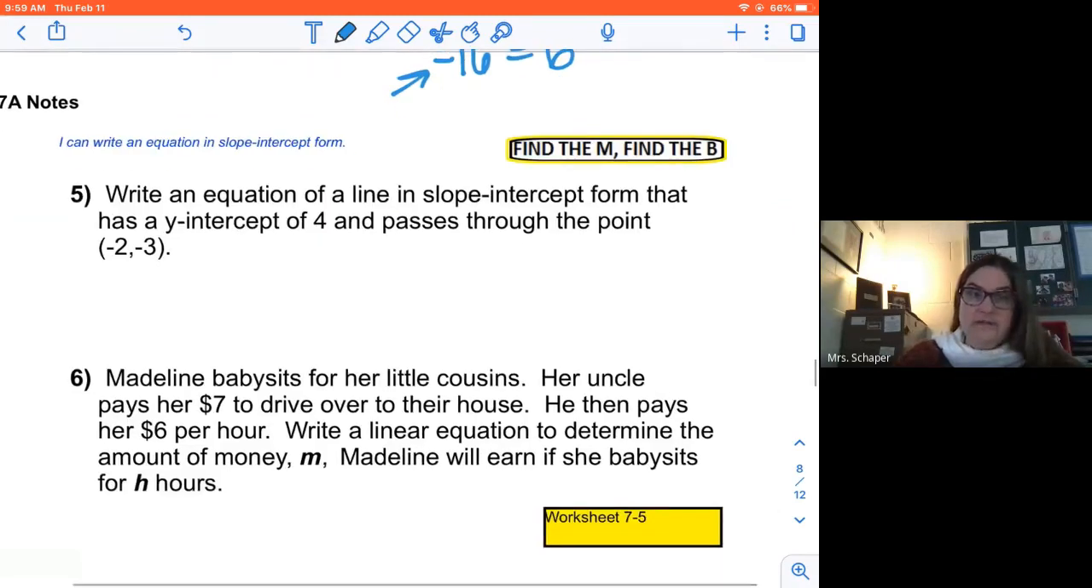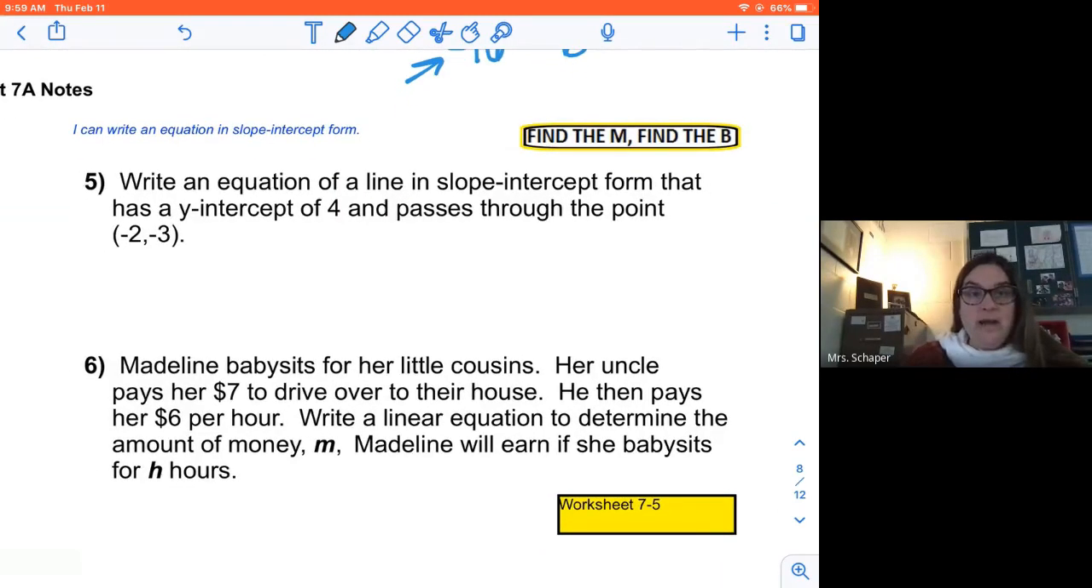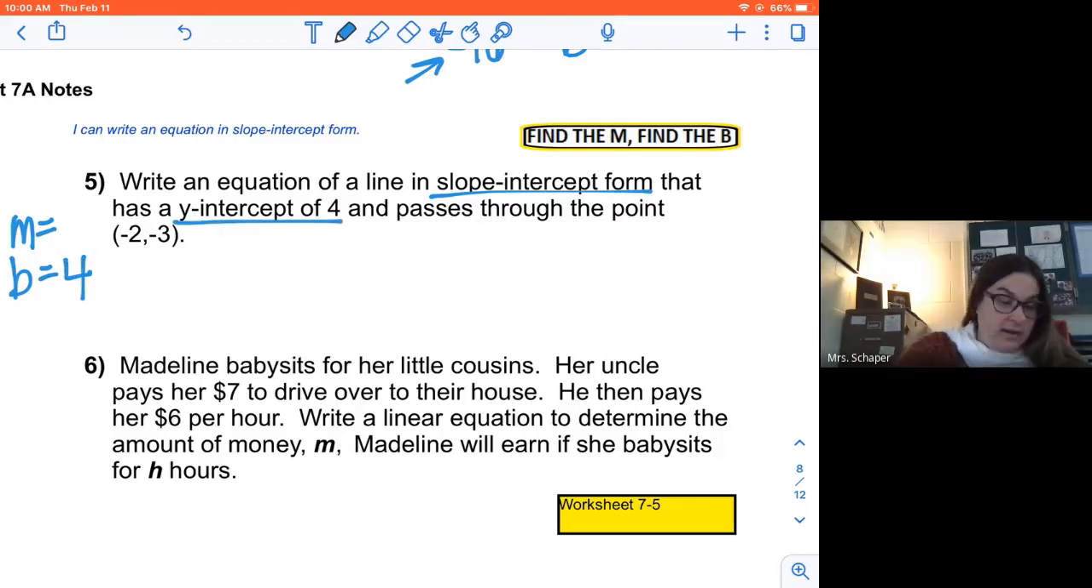Let's try another one and then you'll have some time to work on a worksheet. We're going to write an equation of a line in slope-intercept form. So that tells me I need to know my m and my b. That has a y-intercept of 4. So I'm going to fill that in so I know what it is. And it goes through (-2, -3). So that's my x and my y. All right, so I don't know my m, so I have to figure that out. So I'm going to start by writing y equals mx plus b.